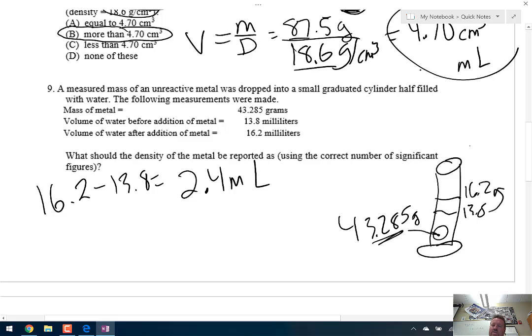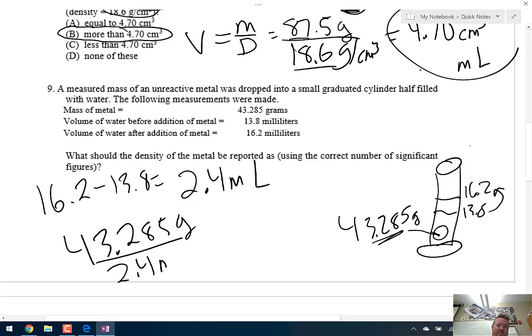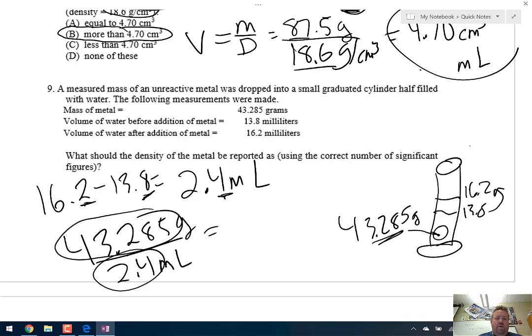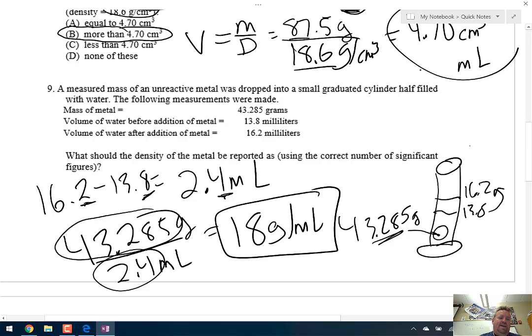Okay, and again, this is one of those times where we're switching rules in the middle, because now we're going to take 43.285 grams and divide by 2.4 milliliters. Notice one number after the decimal point, one number after the decimal point. But now that I'm dividing, I look at the whole number. This has 5 significant figures. This only has 2. So therefore, my answer can also only have 2. So 43.285 divided by 2.4 equals 18 grams per milliliter. Okay? And that's what I'm going to report. That's my final answer: 18.